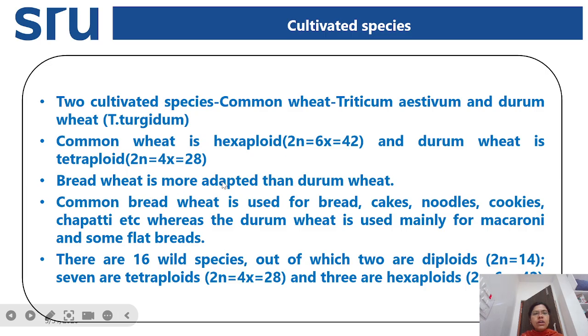Next, bread wheat is more adapted compared to durum wheat, and generally the common bread wheat is used for making bread.